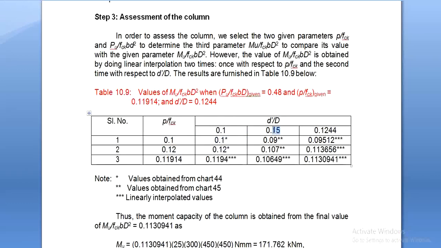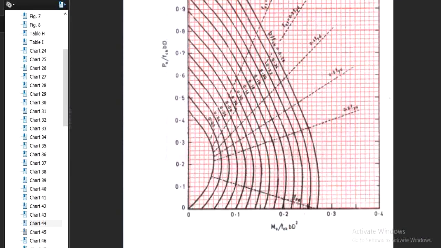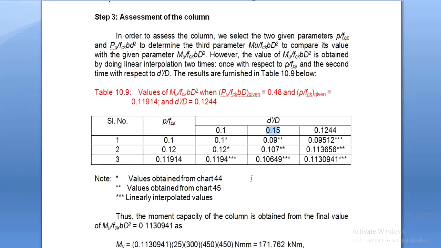Now, before going to do linear interpolation, I will move to the next chart, chart number 45. Again in chart number 45, Pu value is 0.48. So I have to consider this first curve and this second curve. From here I have obtained it till here. If I come down, I am going to get the value as 0.9. So this time I have got 0.9.